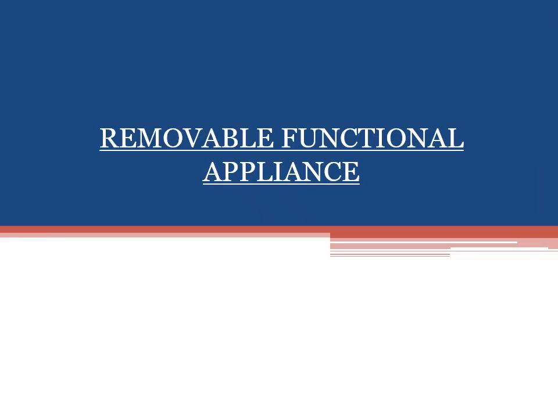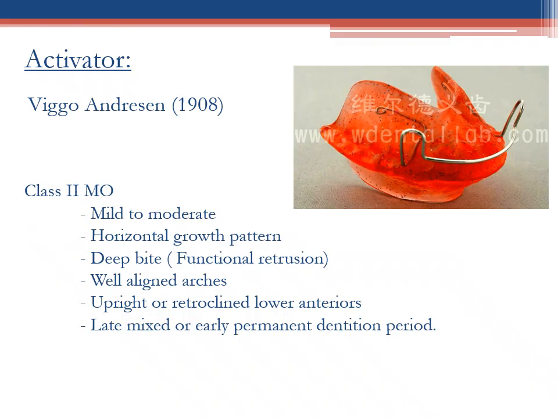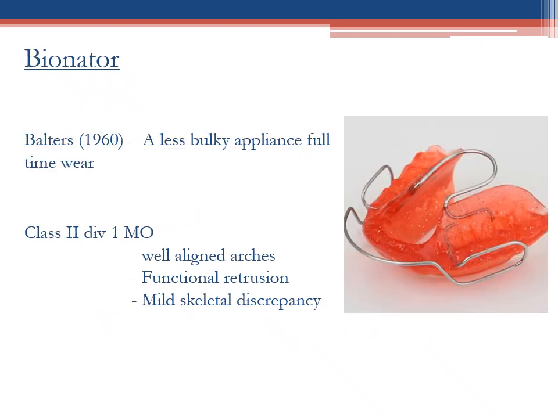Now coming to div 1, all the div 1s will have the class 2 molar relationship. In addition to that, the maxillary anterior teeth usually will be in labioversion. That is, they will be proclined.